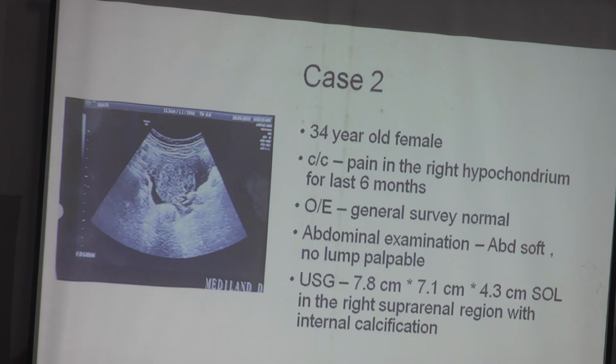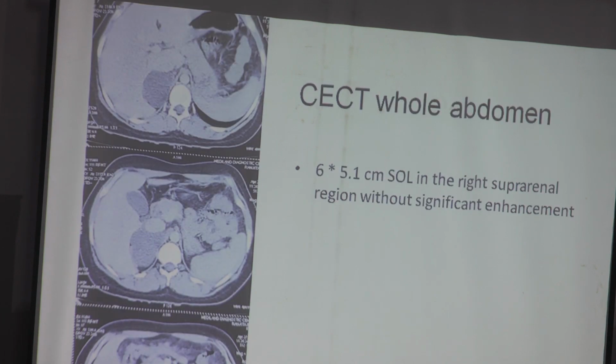The second case was of a 34-year-old female presenting with chief complaints of pain in the right hypochondrium for the last 6 months. On examination, the general condition was absolutely normal, and there was no lump palpable on abdominal examination. Ultrasonography showed a 7.8 x 7.1 x 4.3 centimeter SOL in the right suprarenal region with internal calcification. The CT whole abdomen revealed a 6 x 5.1 centimeter SOL in the right suprarenal region without any enhancement.